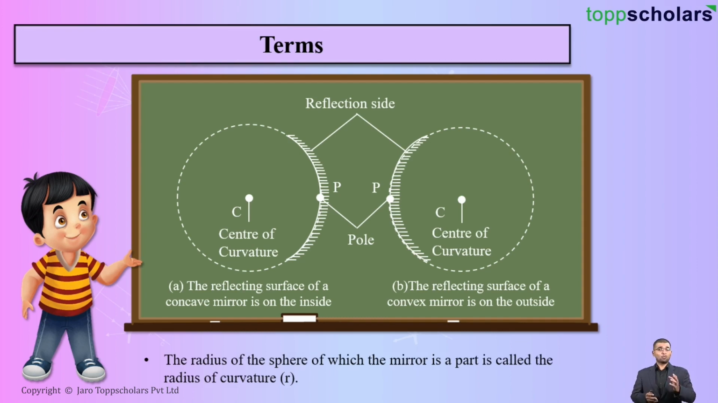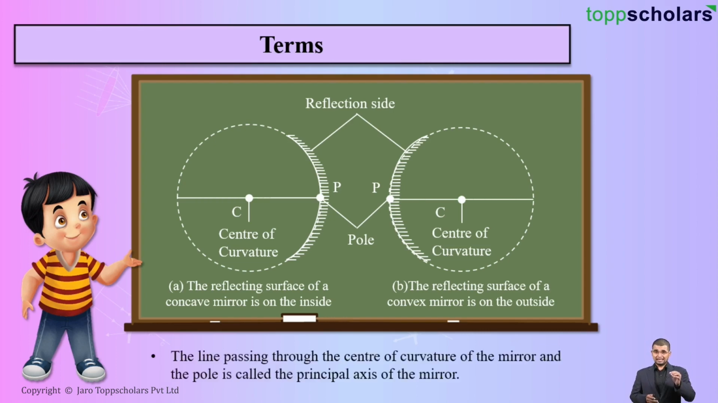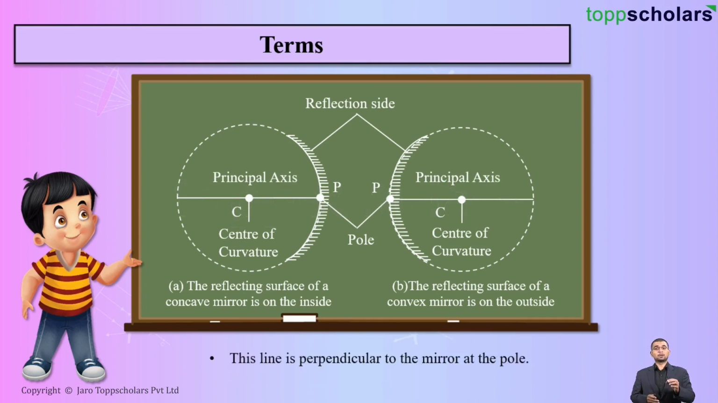The third term that comes into picture is the radius of curvature. Students, if I ask you what is the distance between the center of curvature and the pole, it is the radius of the sphere, and that radius of the sphere of which the mirror is a part is called the radius of curvature, denoted by small r. Now, the next term is very important, and that is the principal axis. The line passing through the center of curvature of the mirror and the pole is known as the principal axis, and this line is perpendicular to the mirror at the pole.